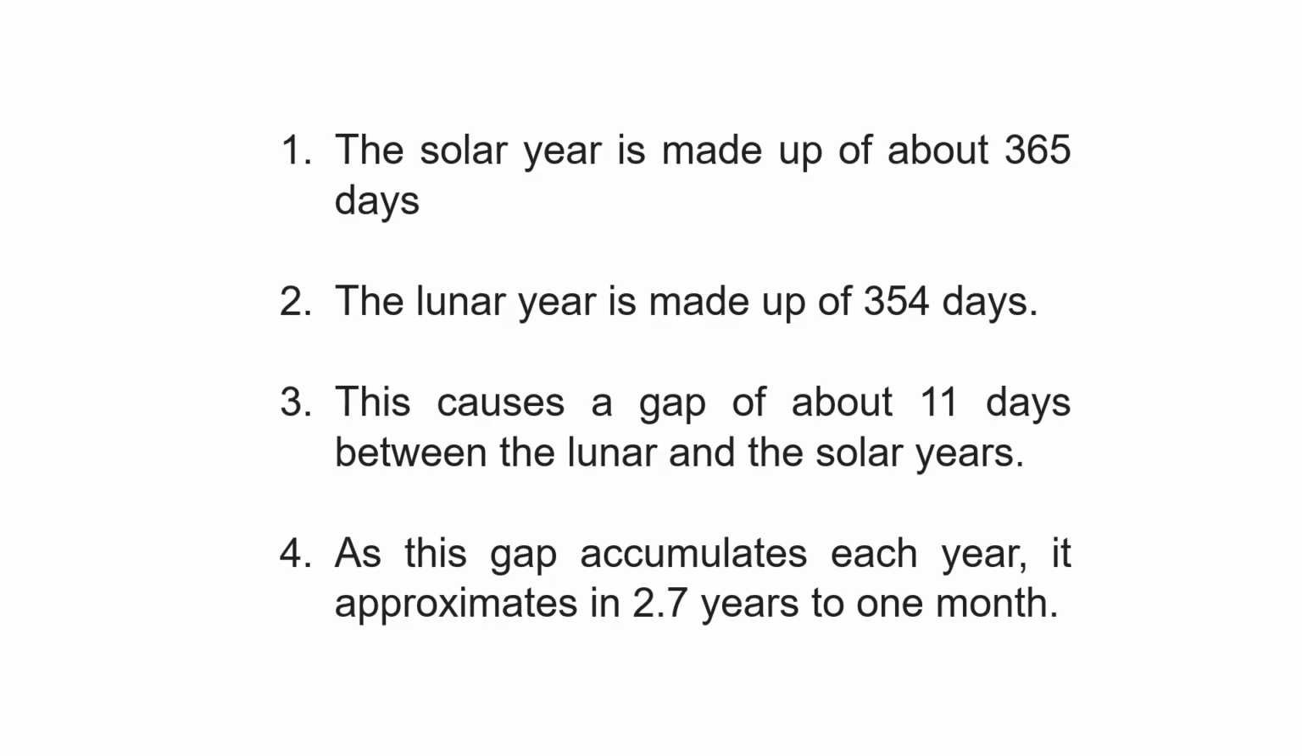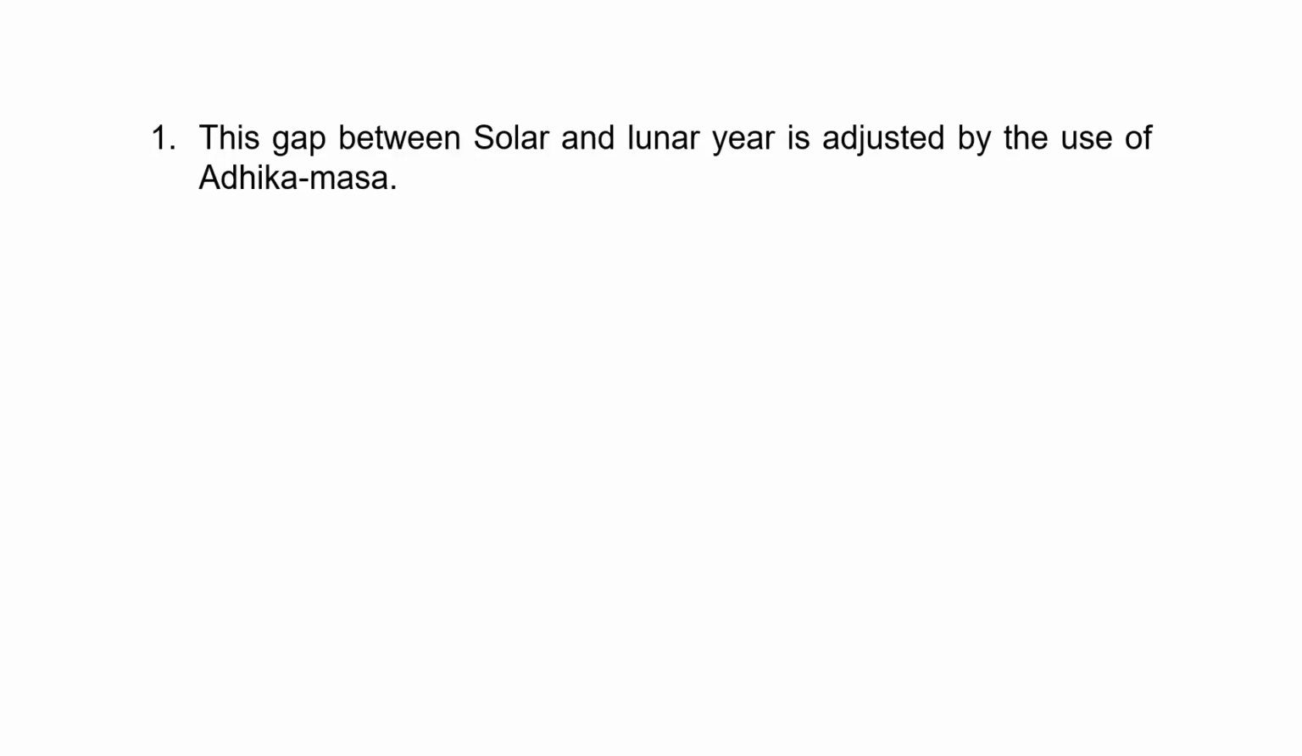And therefore, on an average, this Adhika-masa, the intercalary month, gets inserted about every 2.8 years. Keep in mind, on an average. Okay, all right. Now, why do we need to do this? Besides the fact that we need to synchronize the solar year with the lunar year, the question can be asked, why bother synchronizing it?